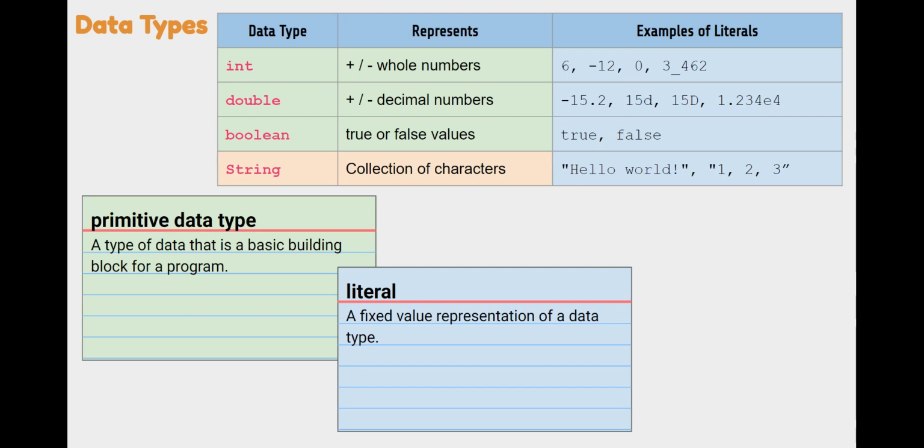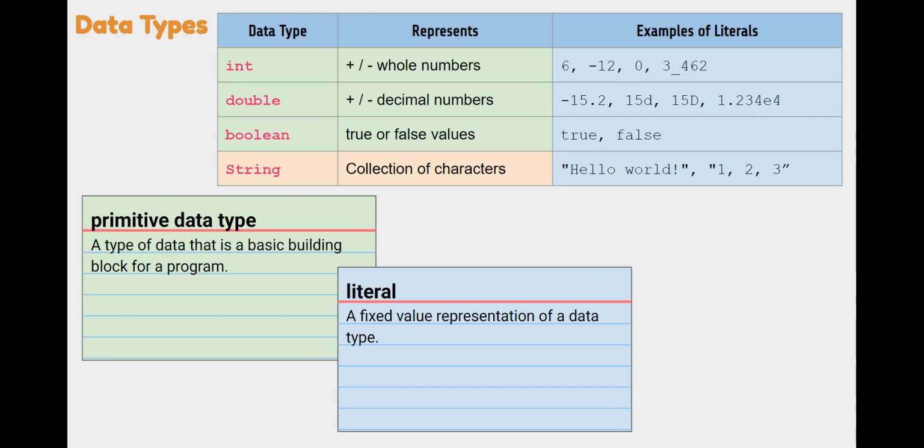It's fine without them. But if you want to put those in there to help you, you need to use underscores and not commas. Another primitive type is double. These are going to be our positive and negative decimal numbers. So we have -15.2 as an example of a literal. We have 15 lowercase d. If we put a lowercase d at the end of a number, Java knows we want that to be a double and not an int.